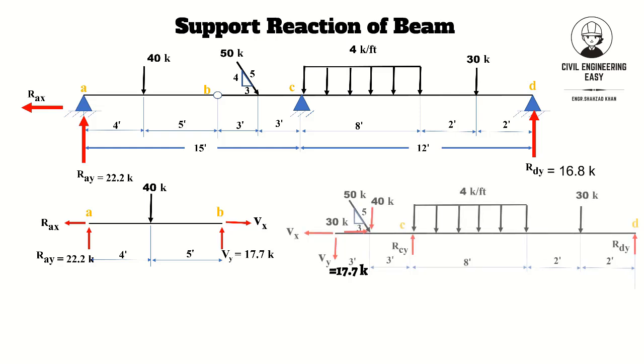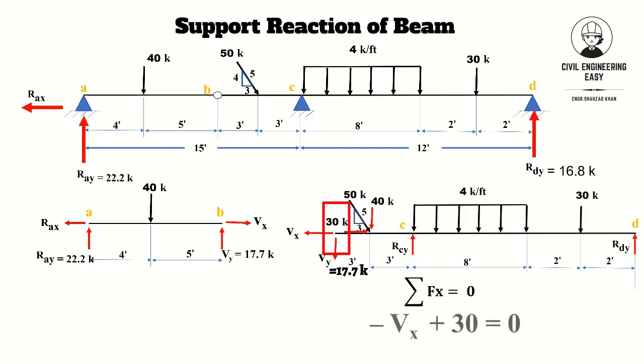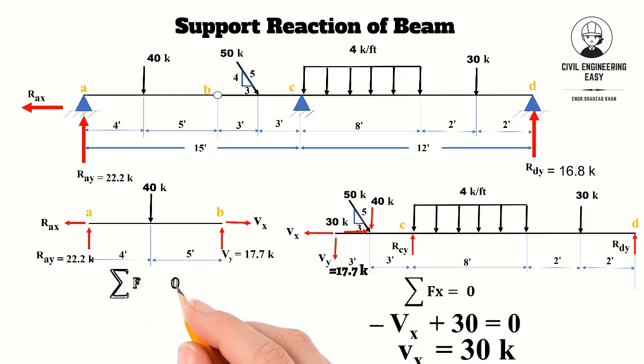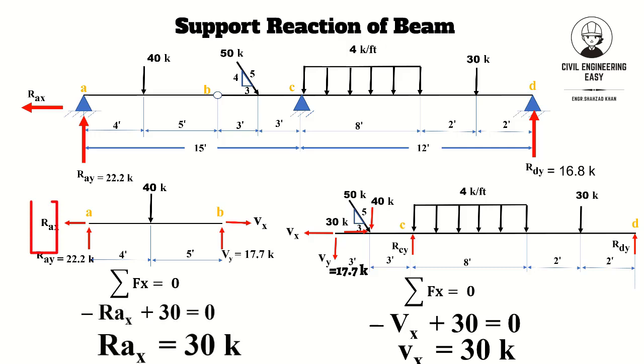For the horizontal forces, RAX and Vx, take the summation of horizontal forces equal to 0. Rightward forces are taken as positive, and leftward forces acting on the beam are taken as negative. The 30 kip horizontal force acting on beam BD rightward is taken as positive, so the Vx force at the hinge will be of the same magnitude but in the opposite direction. The summation of Vx plus 30 is equal to 0, so Vx becomes 30 kips. Similarly, take the summation of horizontal forces equal to 0 for portion AB of the beam, so the horizontal reaction will be equal to 30 kips.